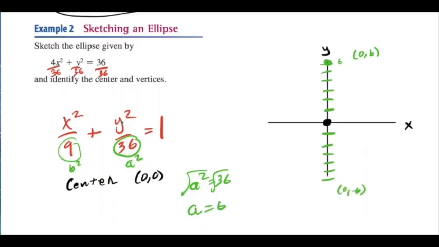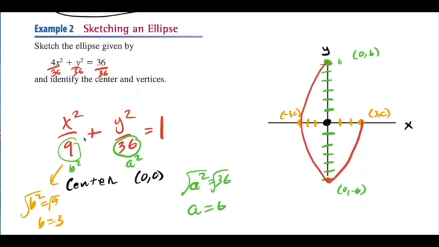Same idea for our b. B squared equals 9. Square root it. B equals 3. Well, plus or minus 3. We're going to go 3 in each direction on the x, because it's underneath the x value. 1, 2, 3. That'd be 3, 0. And then 1, 2, 3. Negative 3, 0. And then we can graph it. We're just going to connect all the points. And there is my ellipse.